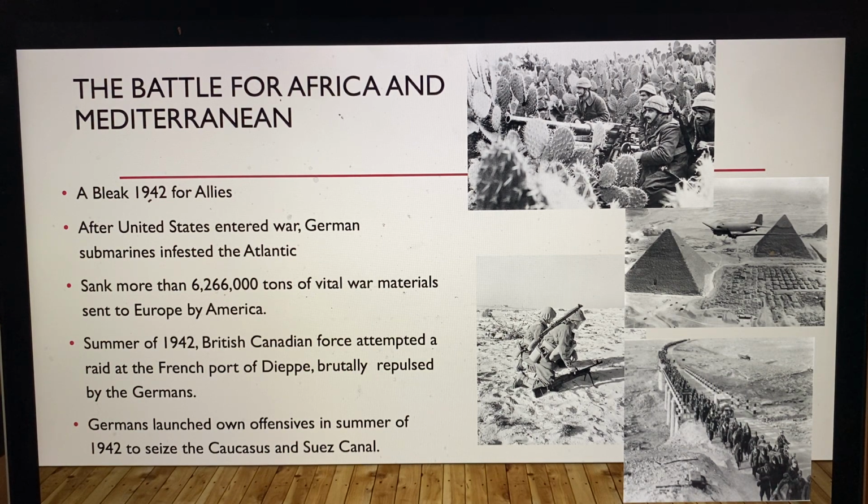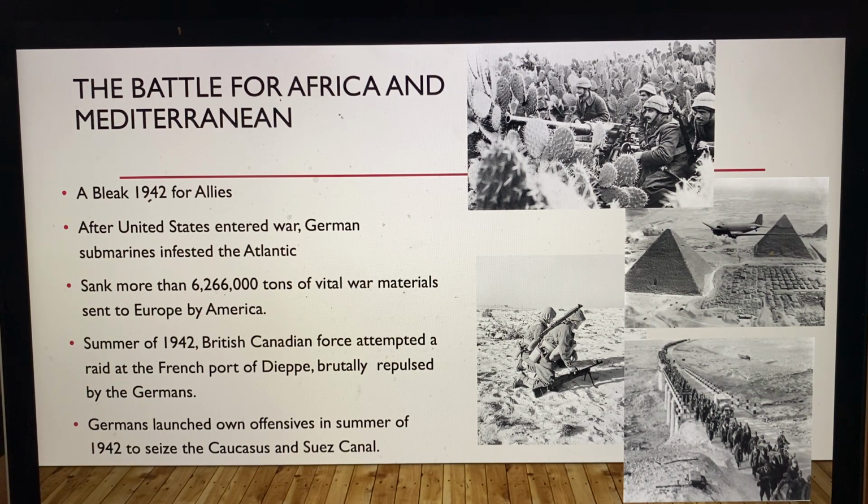So basically, they sank more than 6,266,000 tons of vital war materials that were sent into Europe by America. So we were sending all of these food and supplies and materials and ammunition to Europe, to England. And of course, the German submarines would want to sink those ships of supplies, which they did.